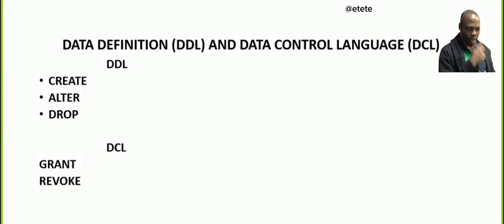Looking at this, we want to do data definition and data control language. Data definition language has to do with create, alter, drop. Data control language simply has to do with grant, revoke. These are the ones we are going to look at. Once you understand the concept of this, you can always deal with every other one that you'll be seeing. Data definition language: create, alter, drop.